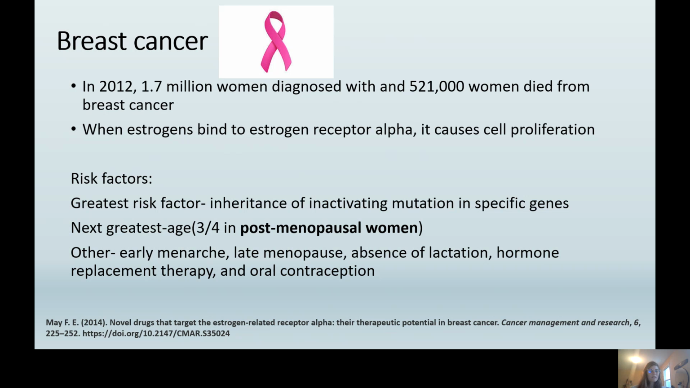Some of the risk factors would be inheritance of inactivating mutations of specific genes, which is the greatest risk factor. The next greatest would be age, because three quarters of breast cancers occur in postmenopausal women. Other ones would be late menopause, absence of lactation, hormone replacement therapy, and oral contraception, so that's birth control.